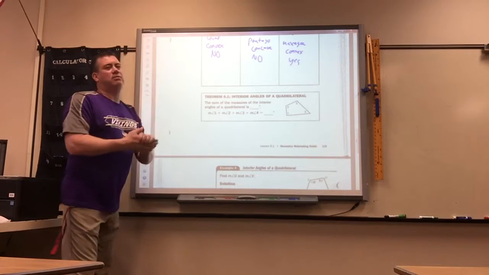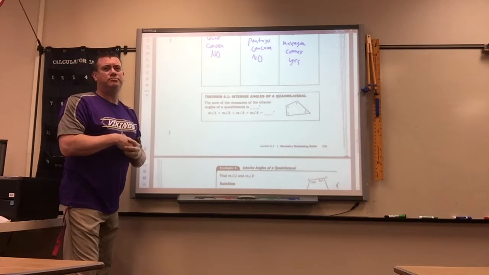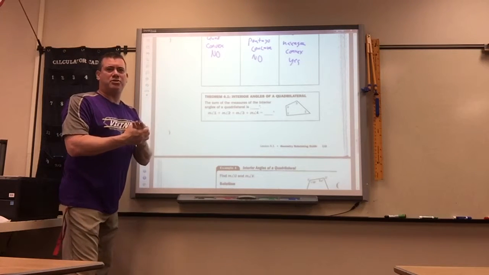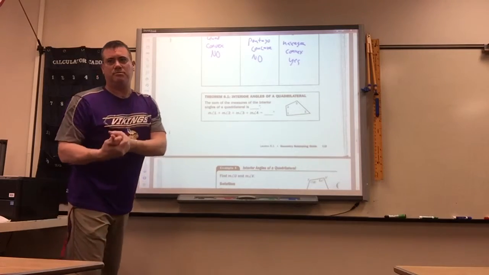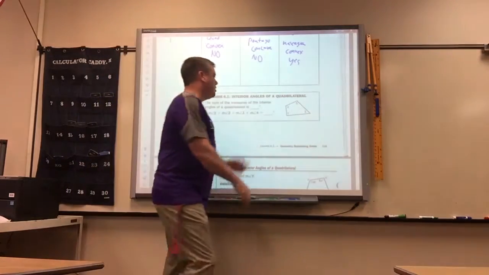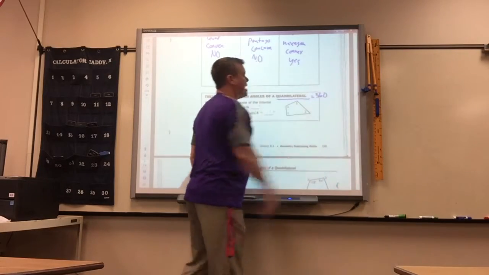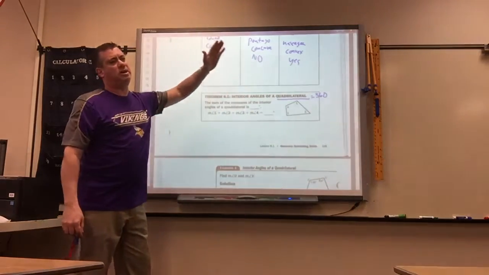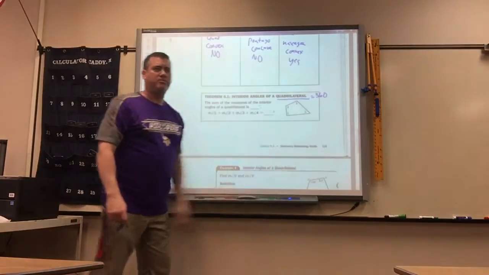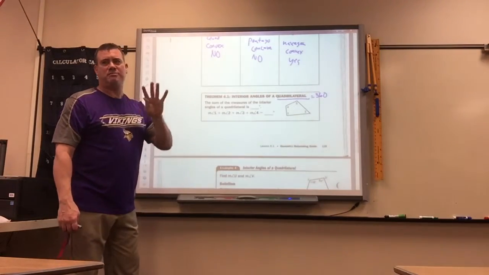Okay? Now, this one you already know. Remember, any 3 angles in a triangle always add up to 180. A quadrilateral, what do they always add up to? 360. Doesn't matter if it's a square, rectangle, or an oddball like this, they gotta always add up to 360 if it's got 4 sides.